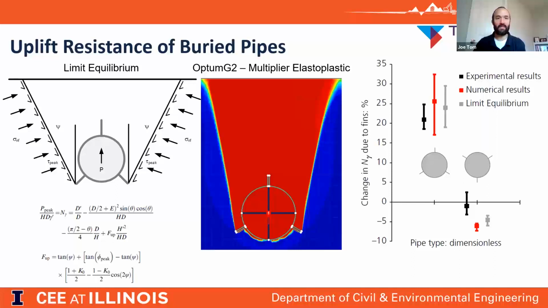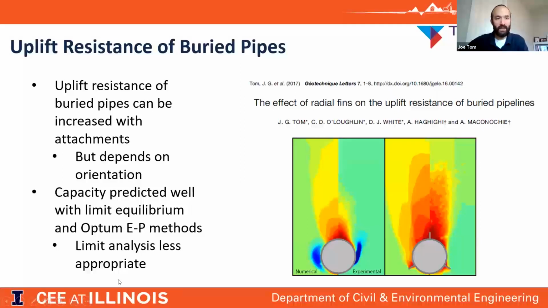So what this means basically is that if you want to do something where you're changing the geometry of a buried structure and wanting to look at how that's affecting the capacity, you can derive a limit equilibrium for the particular mechanism, or you can use OPTUM, but specifically the multiplier elastoplastic module, not necessarily the limit analysis module. That can give you good comparison to the experimental results and can be used in a sense for design.